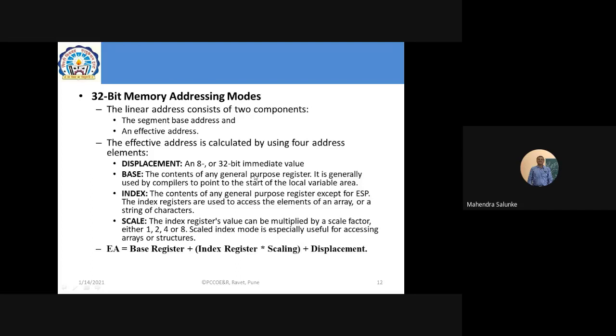Then the base is there. The content of any general purpose register can be used as a base. It is generally used by compilers to point to the start of the local variable area. So many times if you have some tables, and you want to point to the starting of that particular table, that we call a base.